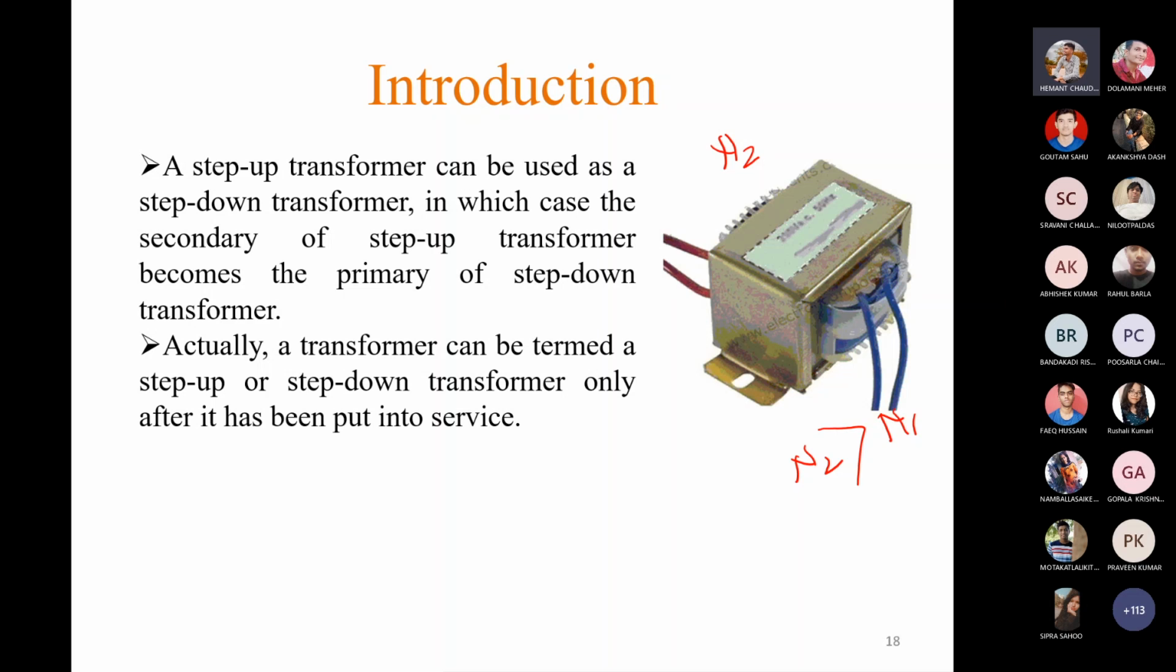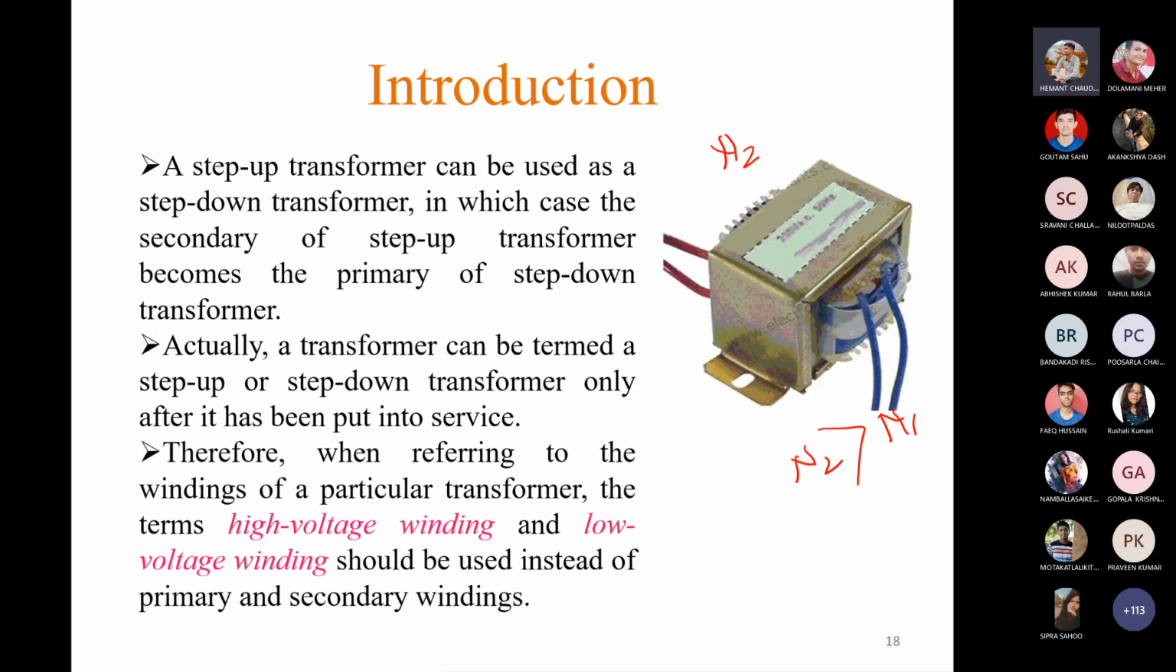So there is no step up or step down transformer. There is only step up or step down operation. Okay, so how to identify the windings in that case? We have to mark the windings. We can mark them as high voltage winding and low voltage winding. High voltage winding means the winding which has a larger number of turns, and low voltage winding means having fewer turns. That is fixed. Whatever the operation, the high voltage winding and low voltage winding remain fixed.